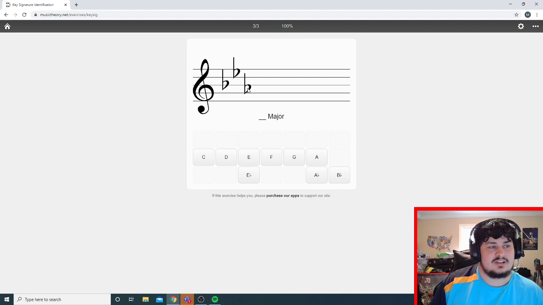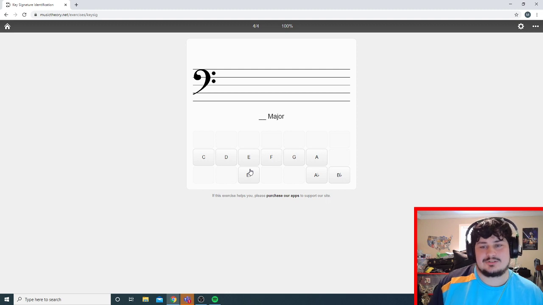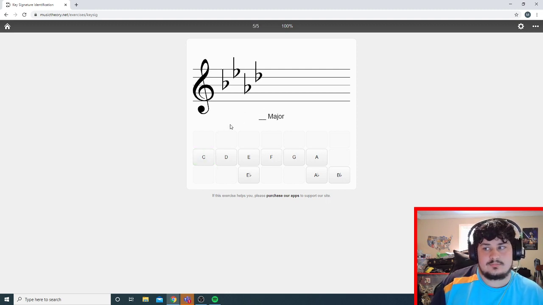Now here we have three flats. Our last flat is A flat. We go back a flat to E flat. So it's E flat major. Don't hit E, hit E flat major. We have nothing, so it's C.